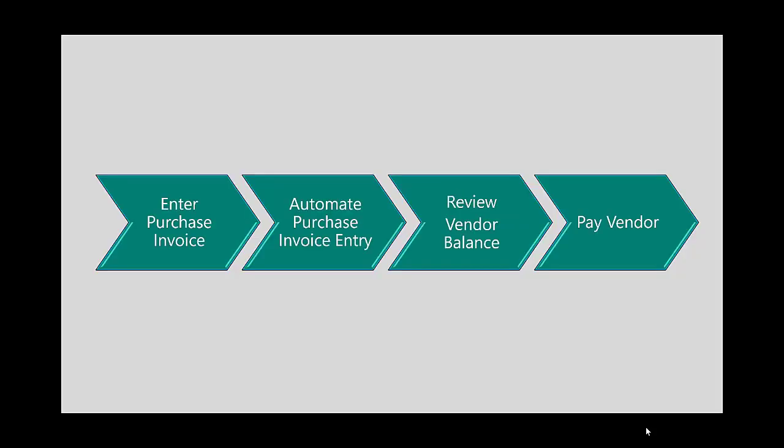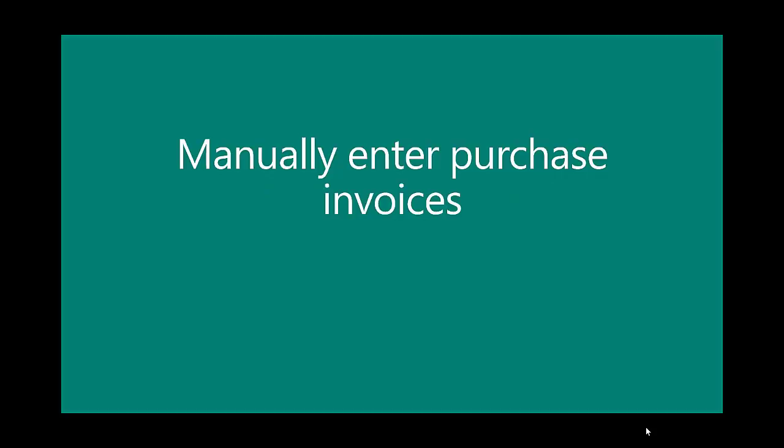So in this scenario, what we'll do is we'll enter in a purchase invoice. We'll show you how to automate the purchase invoice entry, review the vendor balance, and then pay that vendor. So the first part of the steps in this presentation is to show you how to manually enter in purchase invoices so that we can provide users with an easy, simple way to enter purchase invoices either in the business application or, believe it or not, within Microsoft Outlook.